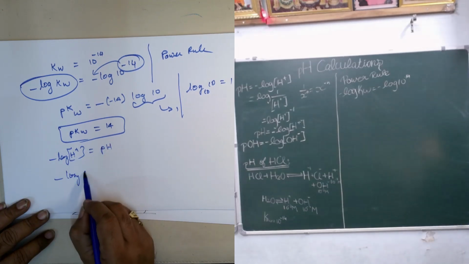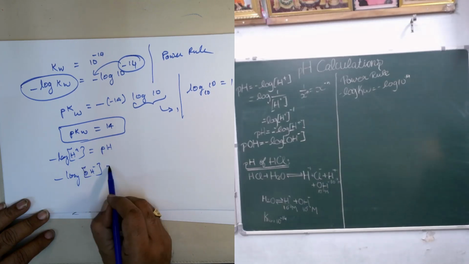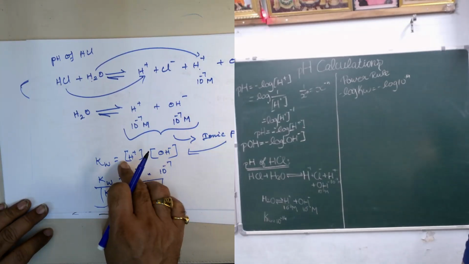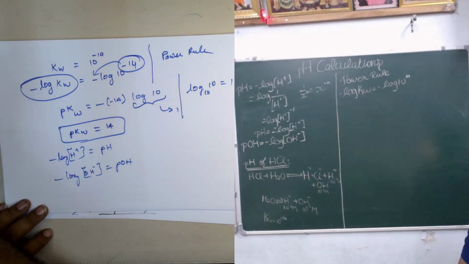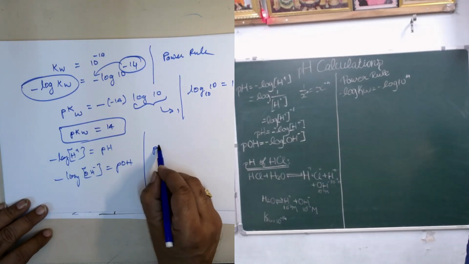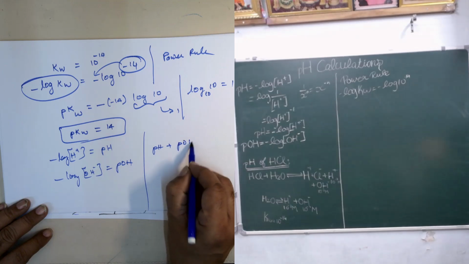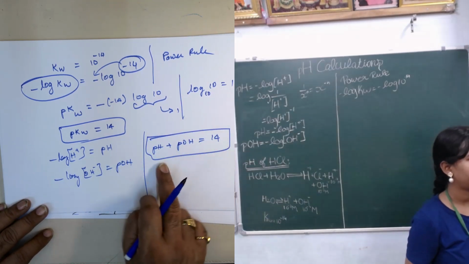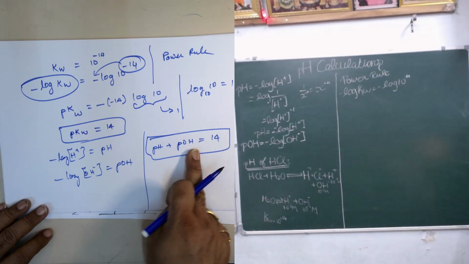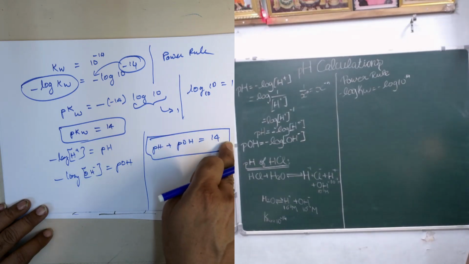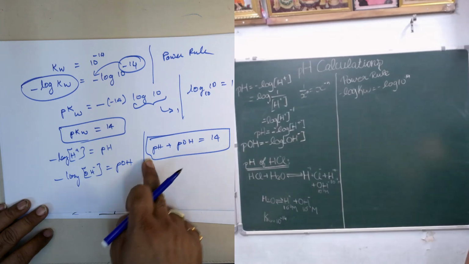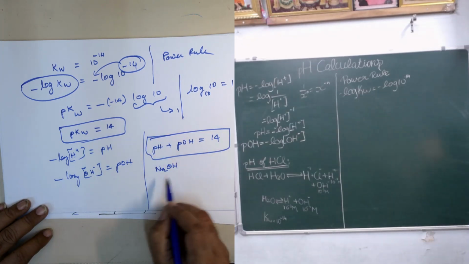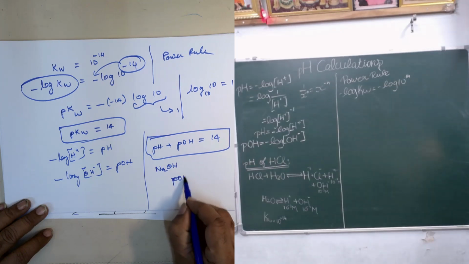Negative logarithm of OH minus ion concentration is pOH. Now you know it is a combination of these two. Therefore, you can call it that pH plus pOH is equal to 14. Are you able to follow? So when you are asked to find out the pOH, you can find out the pH and find out 14 minus pH. When you are asked, for example, NaOH is given, for which the molarity is given, you can find out the pOH value.